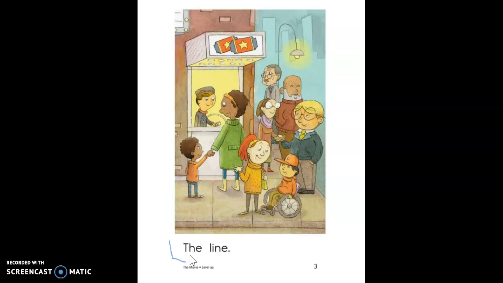So let's read this page together. We're going to start on the word the, because we know our pattern starts with the on each page. So I'm going to put a dot under the. Go to the next word, because we read left to right, line, the line. Scholars, read this page after me. The line. Great job. Let's go to the next page.